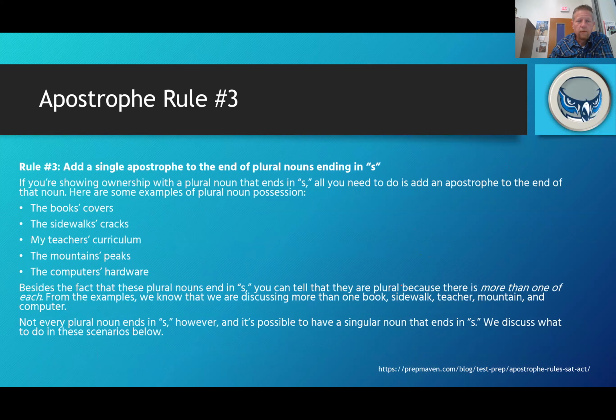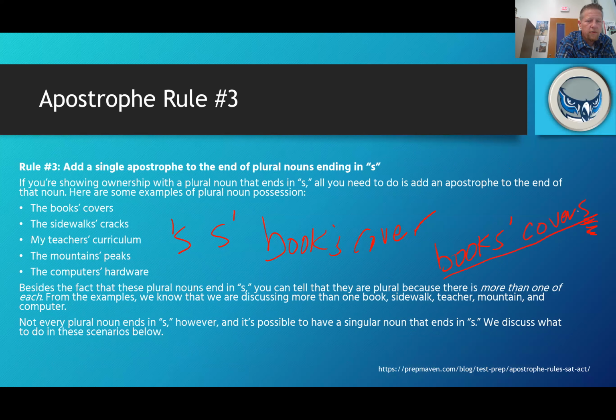And then apostrophe rule number three is add a single apostrophe at the end of plural nouns ending in S. This is fairly easy. If you've got multiple books, it's S apostrophe. So if you said the book's cover, you're talking about one book. If you said the books' covers, and this is plural, you're talking about multiple books. So rather than apostrophe S, you just do S apostrophe, and that's how you show that there are multiple books involved in this.